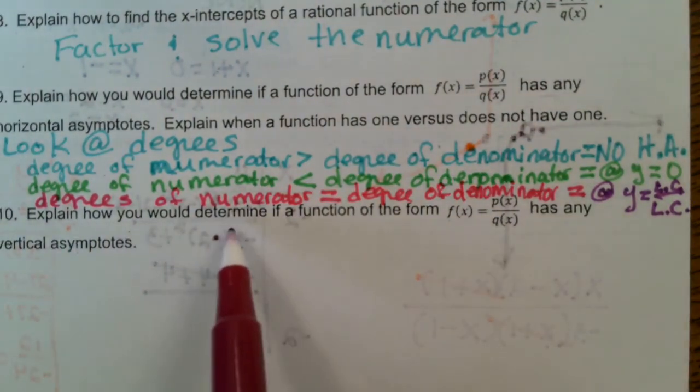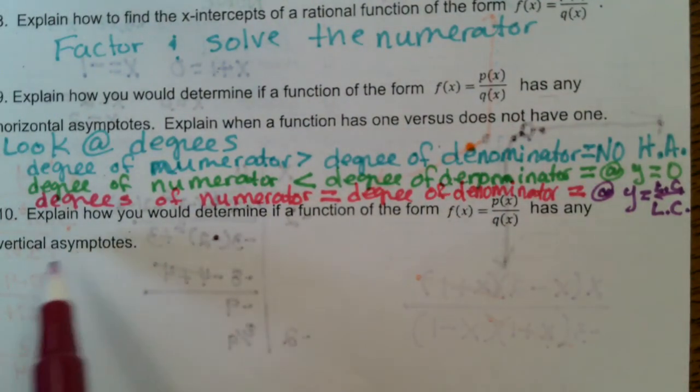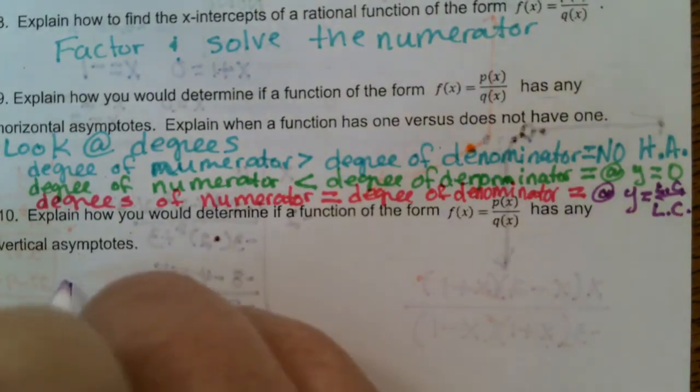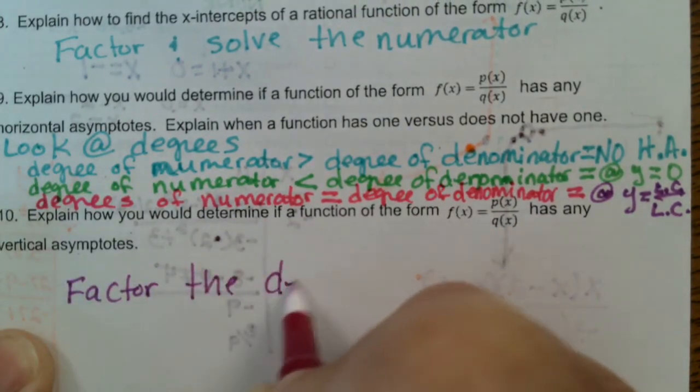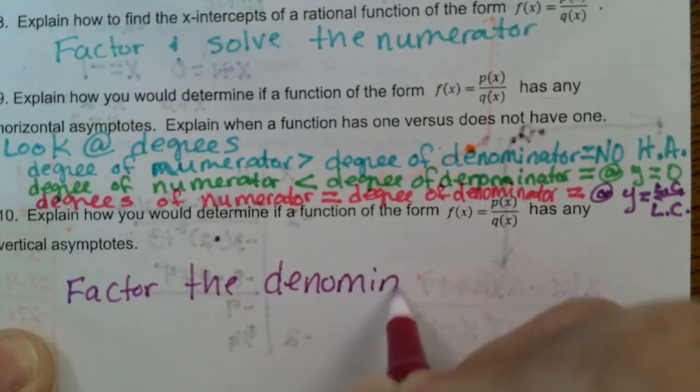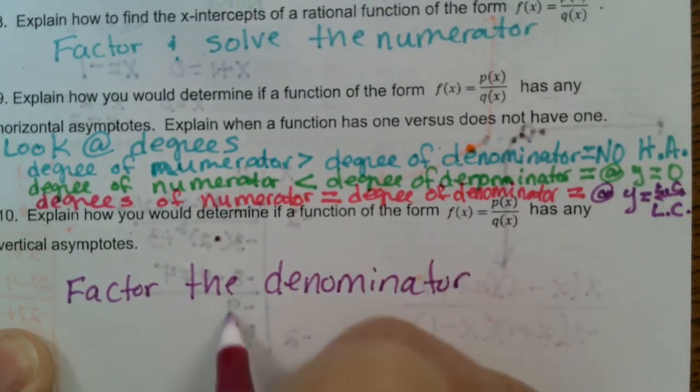Then, how do you determine if the function has any vertical asymptotes? We factor the denominator and solve.